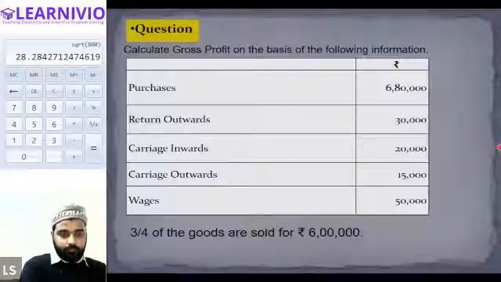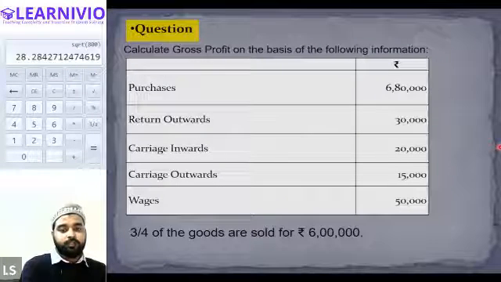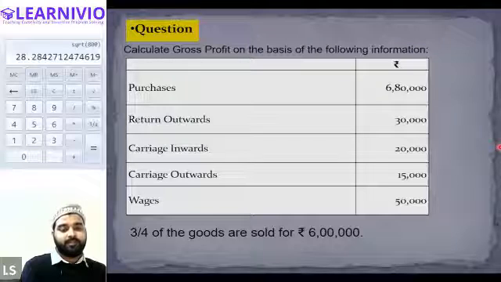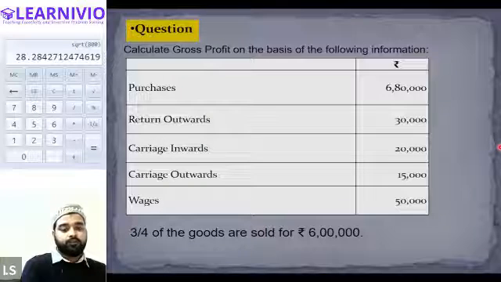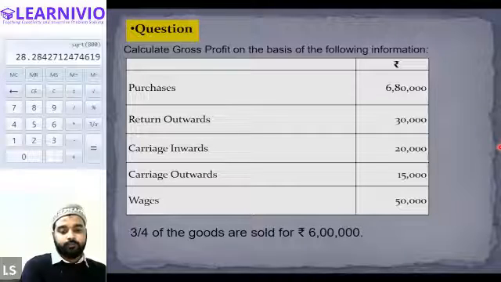Yes, sir. Okay. After that, we have to add the direct expenses. In the direct expenses, we will only consider carriage inward and wages. Carriage inward and wages are direct expenses. Carriage outward is basically a selling expense, and selling expenses are not part of the direct expenses. So carriage outward is not treated as a direct expense. Only carriage inward and wages will be taken into account. So 20,000 plus 50,000.